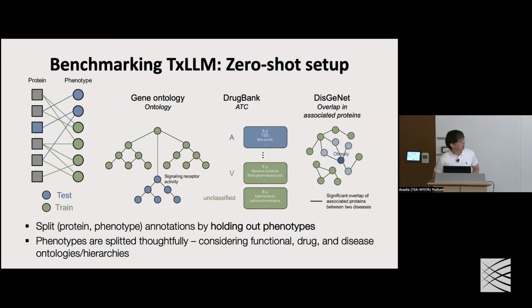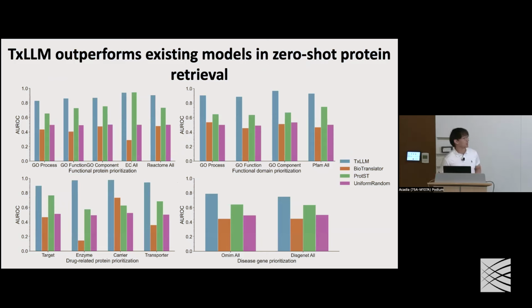For example, in gene ontology, there's naturally this hierarchy between the gene ontology terms. So we hold out some subtrees, with all of the gene ontology terms in the subtrees held out. In DrugBank, there are naturally ATC classifications of drugs, so we also held out all drugs related to specific ATC classifications. In GenAD, we start with some initial seed held-out diseases, and we hold out all diseases that have significant overlapping protein associations with those diseases. And so these are essentially the hard setups.